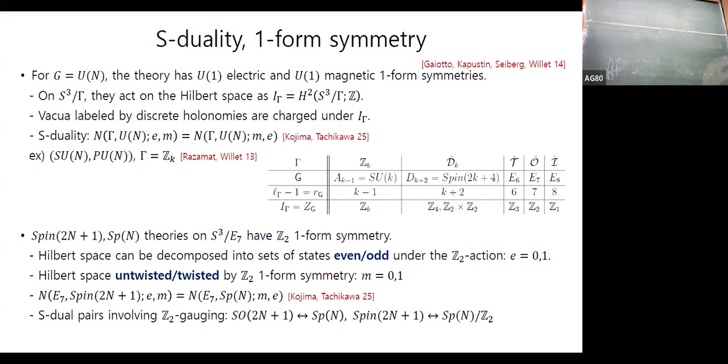Sorry. Can you say a little bit more about these charges E and M? So if I have some charges in Z_K, say in the K-th holonomy sector, the M-th holonomy sector, that carries some electric charge and some magnetic charge. What electric charge? Basically, they are Wilson lines, so you can consider some one-form symmetries acting on them, right?